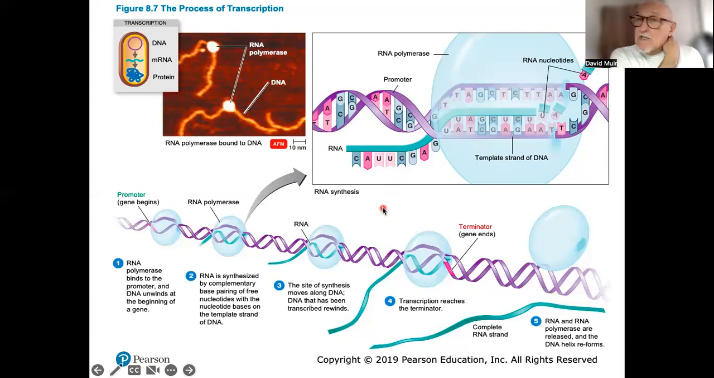It's a relatively slow process compared to replication. It's not necessary for this to be done extremely quickly, like the way that replication has to be done. This is the function of the gene. It doesn't stop the functioning of genes the way that replication does.